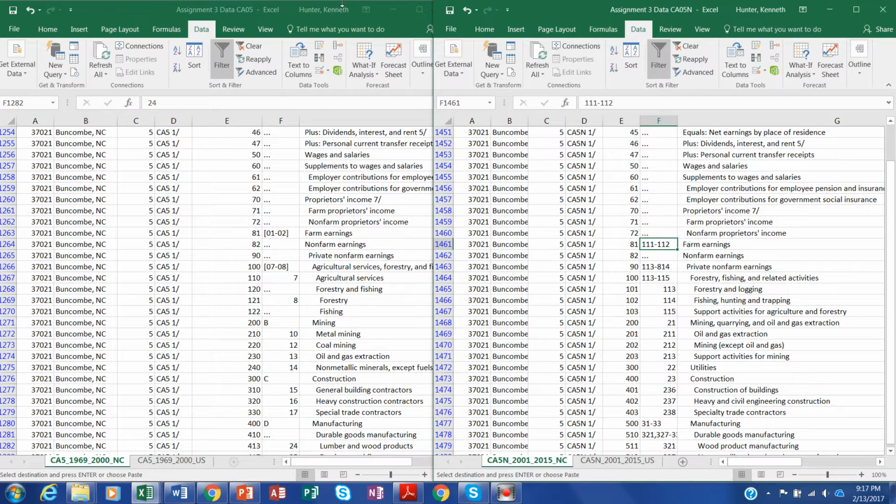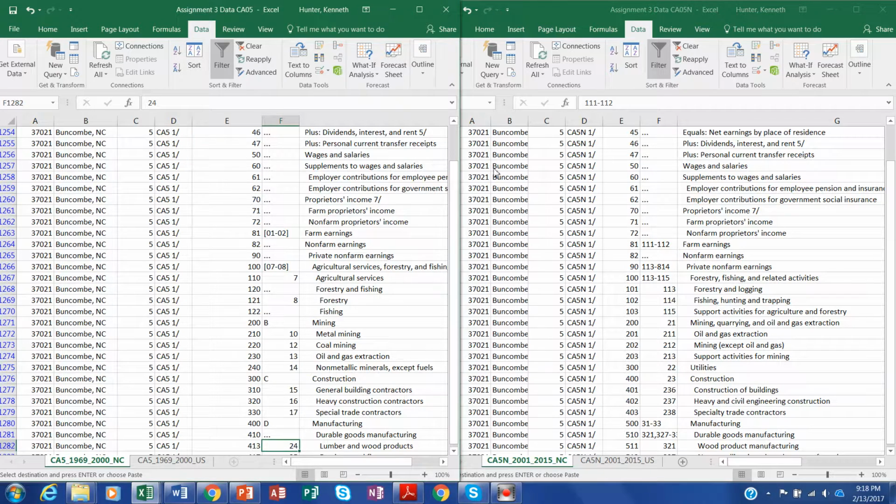For this example, we have pulled up two different worksheets. To the left is the spreadsheet CA05, and to the right is spreadsheet CA05N. CA05 has the information if you're working on assignment 3 for years 1999 through 2000. CA05N will have the data from 2001 to 2015.